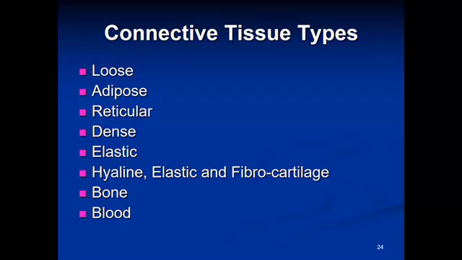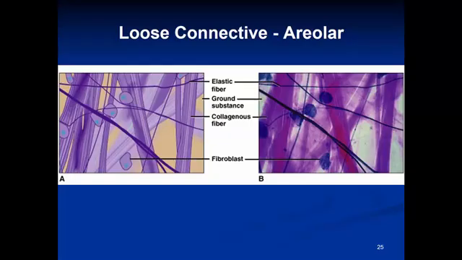So the different types of connective tissue include loose, adipose, reticular, dense, elastic, the three kinds of cartilage, bone, and blood. So there's lots of different kinds of connective tissue, and the next several slides just show you pictures of these. So again, you should recognize that this is connective tissue. Even if you don't know it's loose, you can see that there's lots of fibers and the cells don't touch each other. Loose connective tissue is found in the skin.